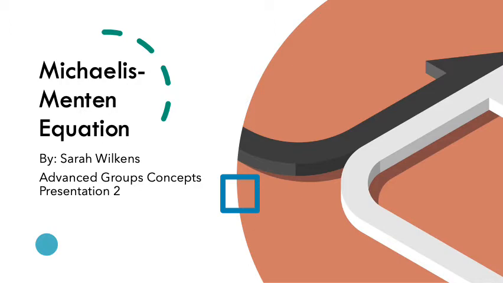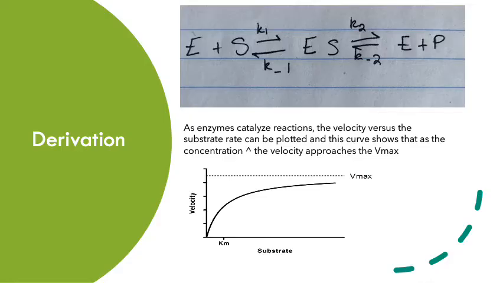We're going over how to derive the Michaelis-Menten equation. The equation itself is going to describe the reaction once equilibrium is reached. So we have an enzyme by itself, and then we add a substrate, and that binds, which is known as that enzyme substrate complex.